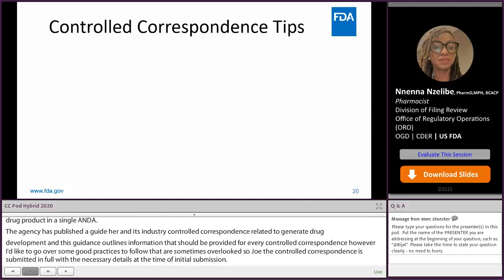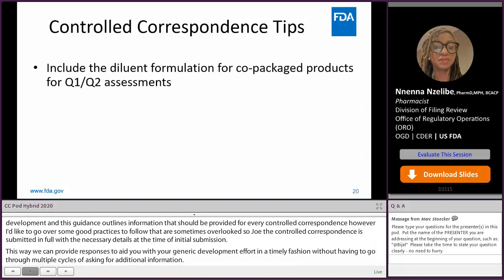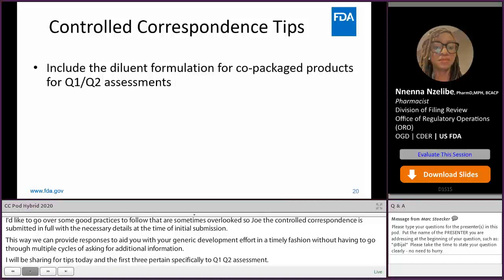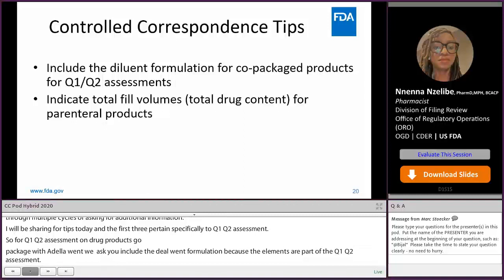So I'm going to be sharing 4 tips today, and the first 3 pertain specifically to Q1, Q2 assessments. So for Q1, Q2 assessments on drug products co-packaged with a diluent, we ask that you include the diluent formulation because diluents are part of the Q1, Q2 assessment. Also, we would like requesters to indicate the total fill volume for parenteral products, as the strength of a parenteral product is based on the total drug content, and separate formulation assessment requests are required for drug products with multiple strengths.